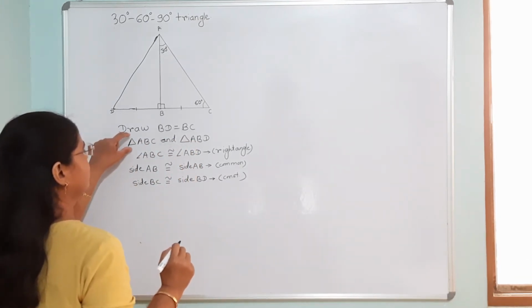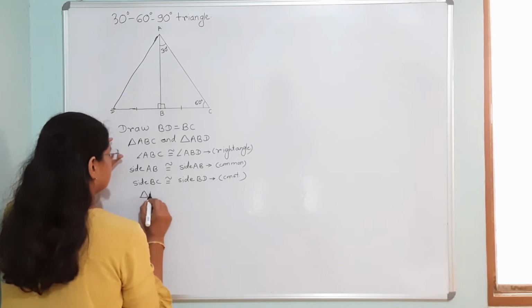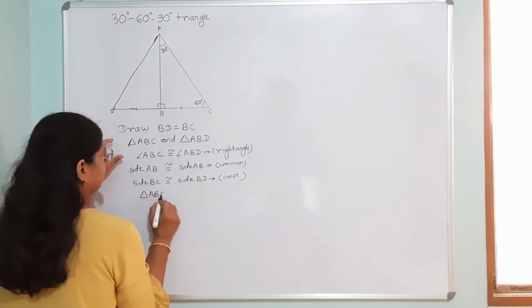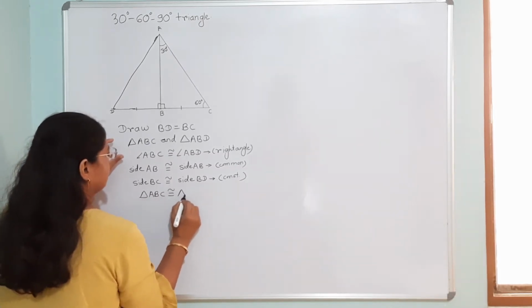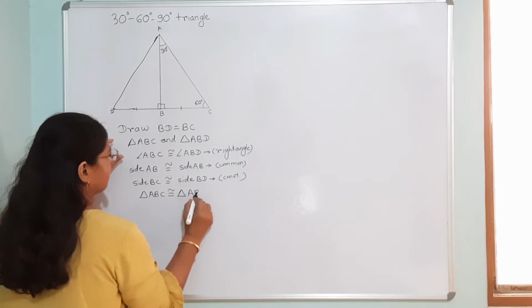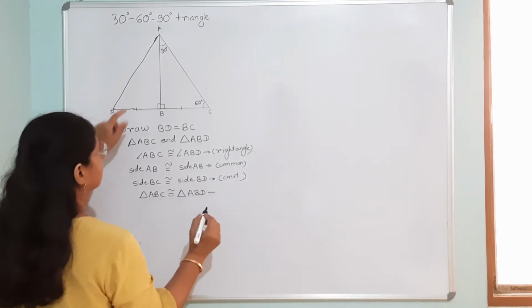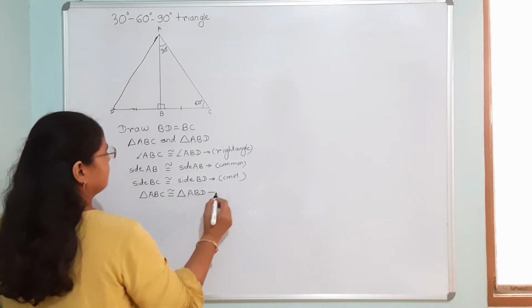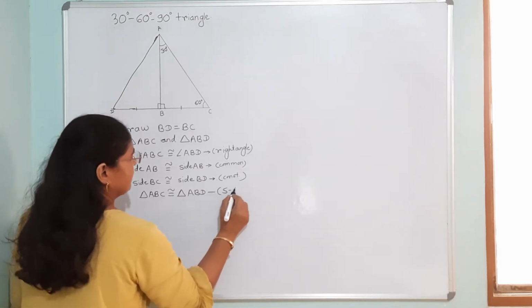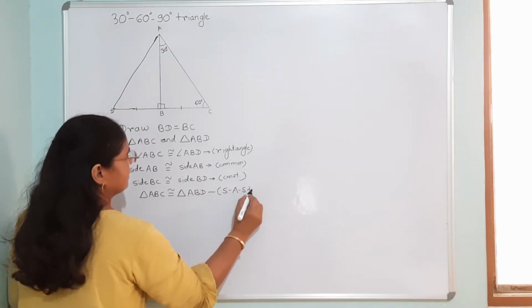So due to this, triangle ABC is congruent to triangle ABD by side angle side, that is the SAS test.